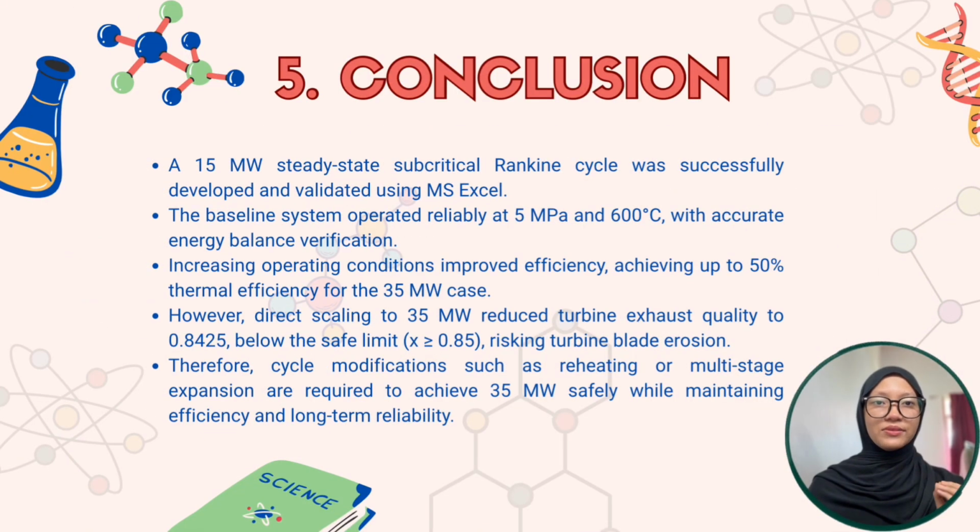All in all, to conclude this presentation, a 15 megawatt steady-state baseline cycle was successfully developed and validated at 5 megapascal and 600 degrees Celsius. While increasing operating conditions achieved an impressive 50% thermal efficiency for the 35 megawatt case, direct scaling dropped the turbine exhaust quality to 0.8425, which is below the safe 0.85 limit. Therefore, cycle modifications like reheating or multi-stage expansion are absolutely required to achieve 35 megawatt safely while maintaining the long-term reliability. That's all from us.